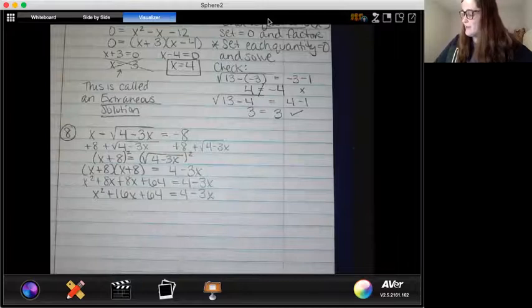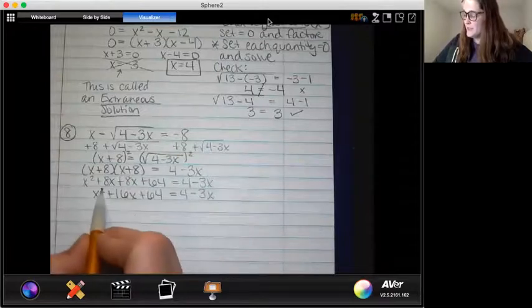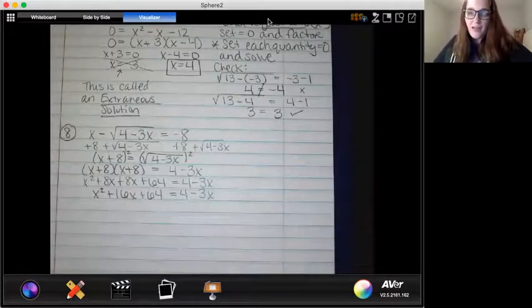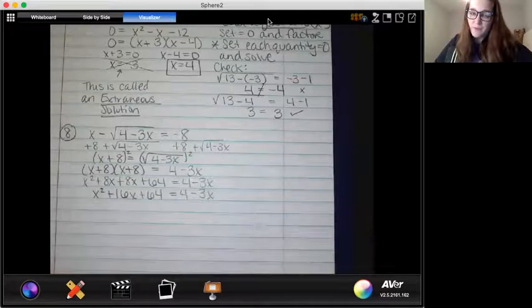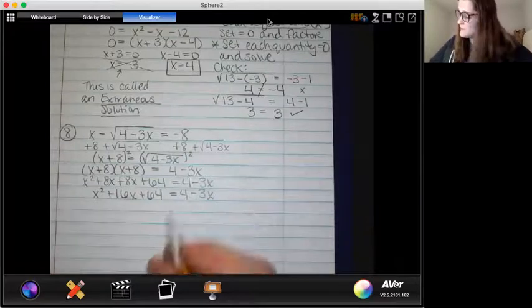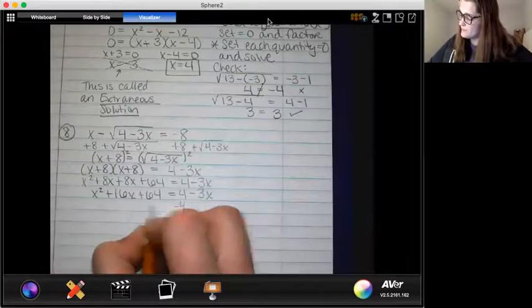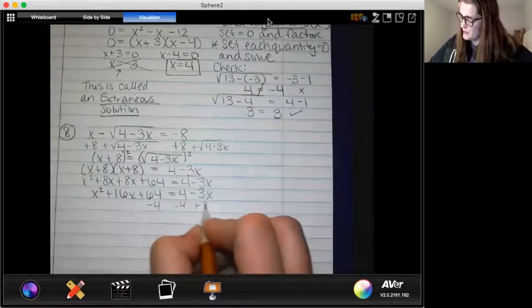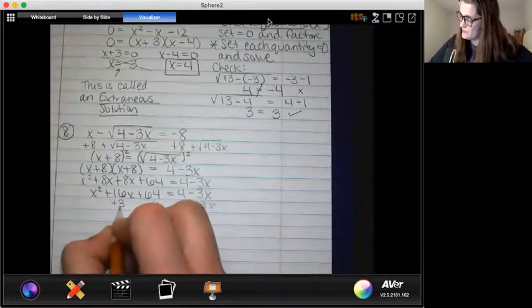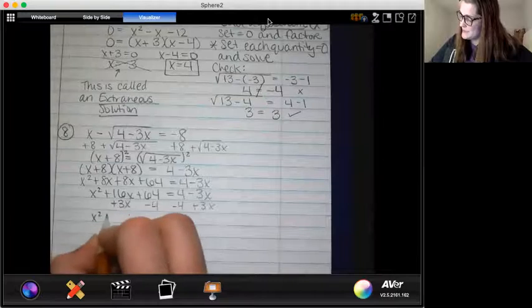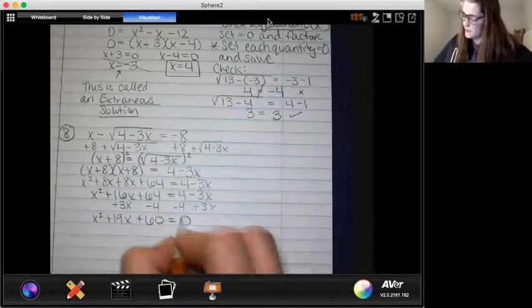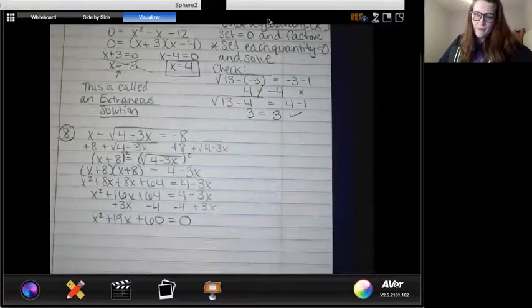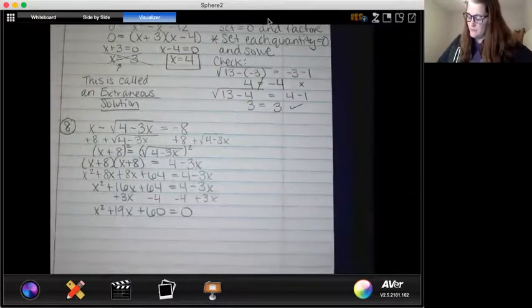Okay, now again, we have an x squared and we have x's, so that means we're going to have a quadratic. So we're going to set it equal to 0. And again, x squared being positive makes our life easier. So I'm going to subtract 4. I'm going to add 3x. X squared plus 19x plus 60 equals 0.